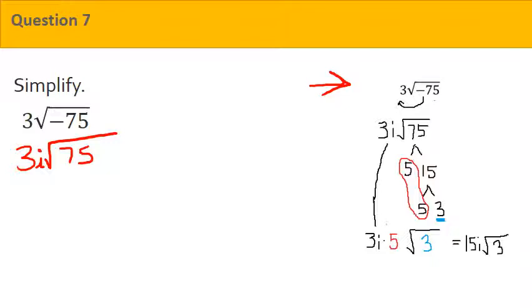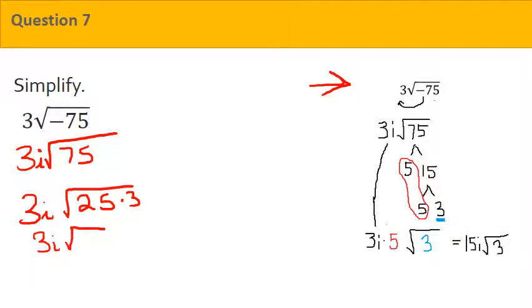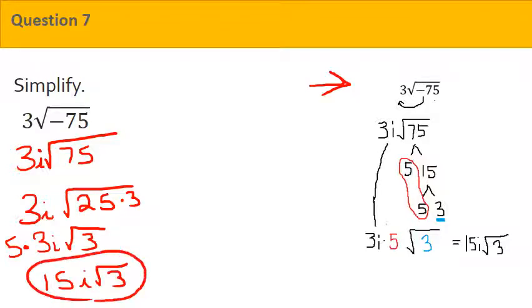Now we have to figure out what perfect square goes into 75. So the perfect square that goes into 75 is 25. And 25 times 3 gives you 75. So, square root of 25 is 5. So I have 5 times that 3i, and then the 3 stays on the inside. So on the outside, we have 5 times 3, that is 15i on the square root of 3. Okay, so if you have any questions, let me know.